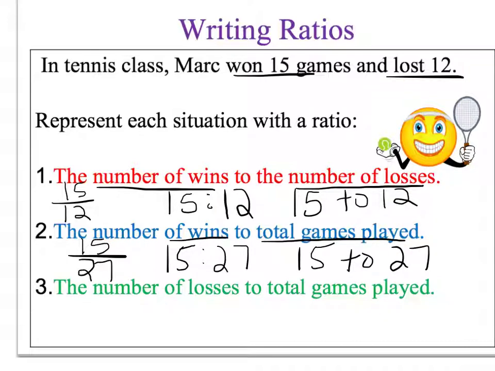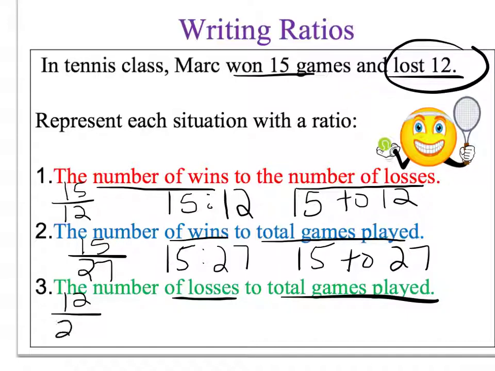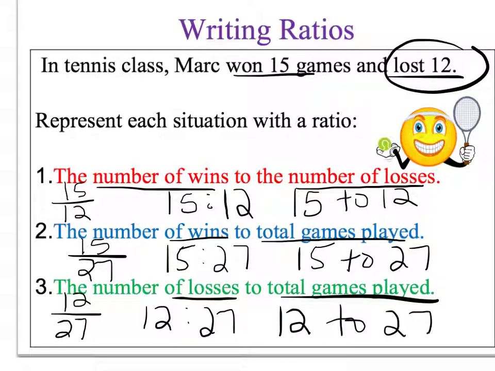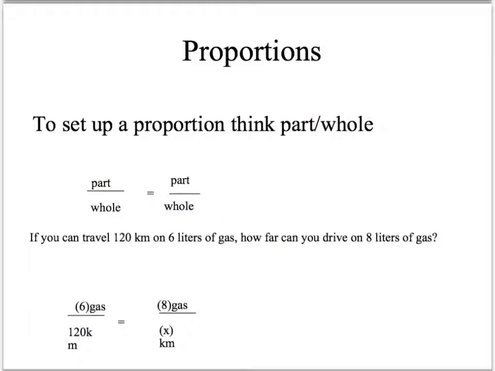Okay, the last one, the number of losses to the total games. So if I look up here at losses, I have 12. And I know that the total games are 27 because the wins and losses combined. So, I'm sorry, this is 12. Losses to total games. Okay, so here are the 3 ways that you can write a ratio.